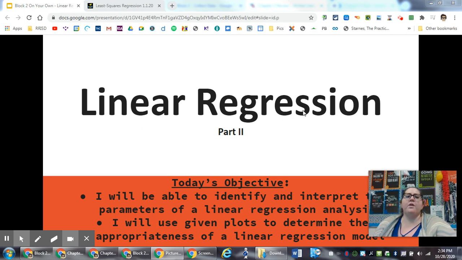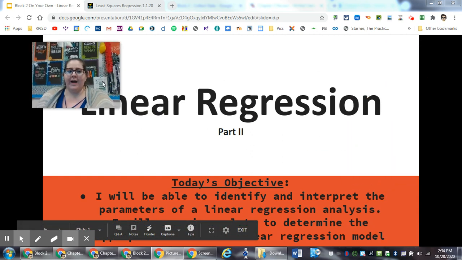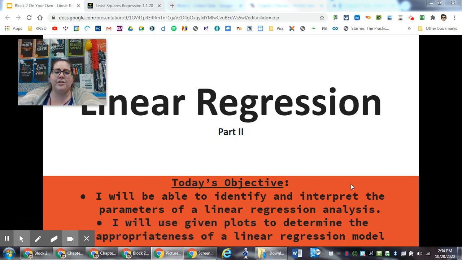Hey guys, so this is our second part of the linear regression lesson, talking about how we interpret and find different pieces of information in a linear regression model. If you remember from last time or from class time, linear regression basically means we're trying to fit a linear model onto a specific set of sample data.